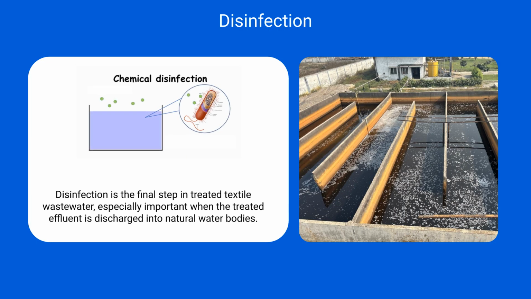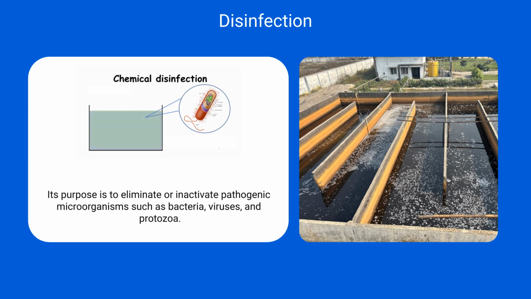Disinfection is the final step in treating textile wastewater, especially important when the treated effluent is discharged into natural water bodies. Its purpose is to eliminate or inactivate pathogenic microorganisms, such as bacteria, viruses, and protozoa.